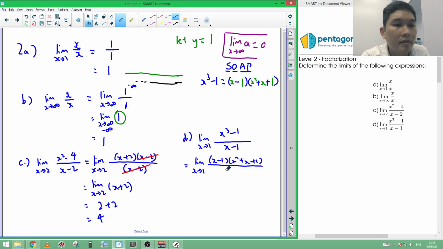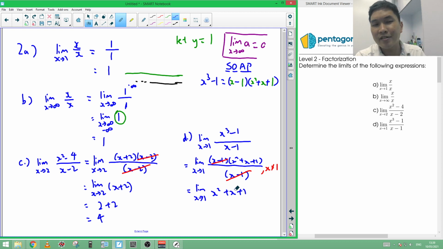So that tells me that I can re-express this as x minus 1 times x squared plus x plus 1, divided by x minus 1. And how convenient, again, we can cancel these out on the premise that x is not equal to 1. Sometimes we write this at the side, saying this is allowed because x is not equal to 1. We are approaching 1, we are not at 1. So the limit as x approaches 1 becomes this expression.